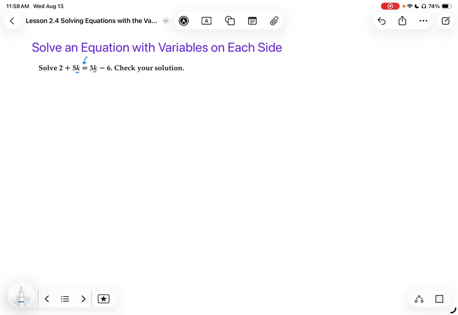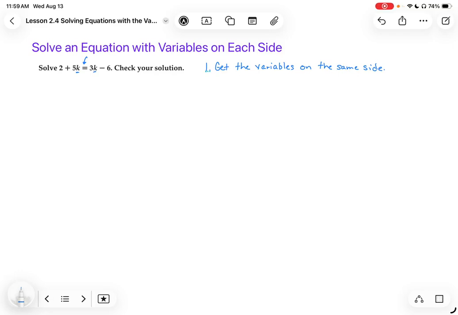So our goal, whenever we have a variable on both sides, step number one is to get the variables on the same side. It doesn't matter which side it is, left or right, we just need them all on one side. And so before we start doing anything else with this equation, that's what we want to do, get the variables on the same side.